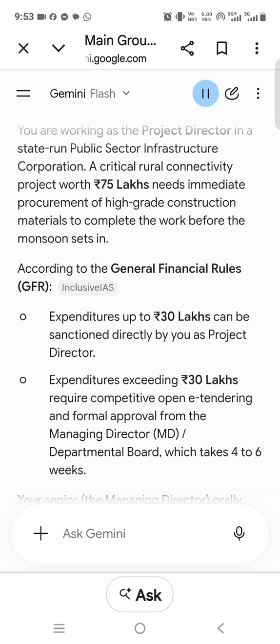2. Key ethical dilemmas. Rule of law versus administrative continuity: enforcing strict legal action against local officials versus ensuring routine government administration does not come to a complete standstill. Fiduciary duty versus political coercion: protecting public funds and taxpayer trust versus managing friction with local elected representatives.